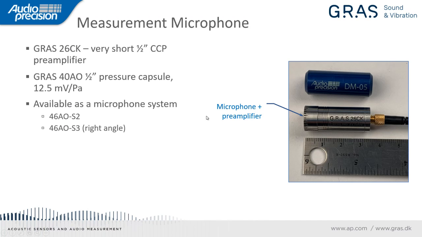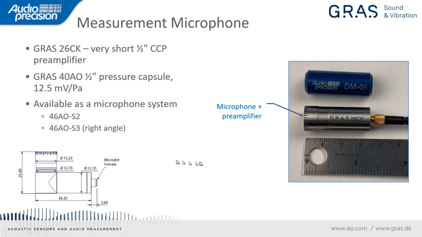This is available from Grass. Rather than buying separate components, you can buy it as a system called the 46A-S2. And that's provided as a system, and it's programmed with TEDS. And you can also get the S3 version, which has a right angle adapter built in. I don't have a photo of that, but it's shown in the picture here. You can see the preamplifier, the right angle adapter, and then the pressure capsule on top of the right angle adapter. And this will orient the capsule at 90 degrees to the cable, which can help you save some space in service.